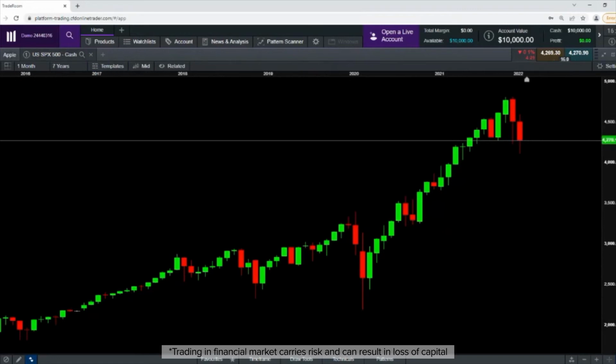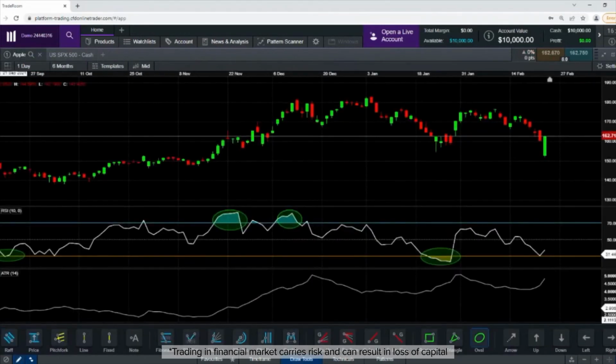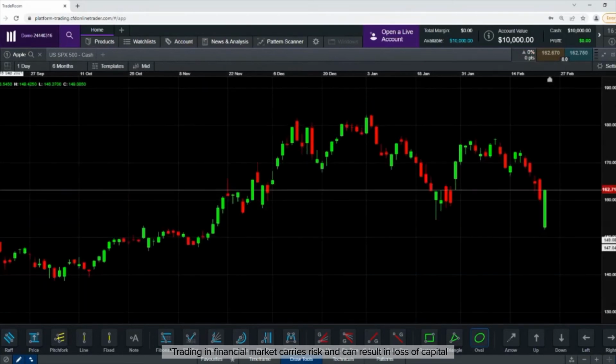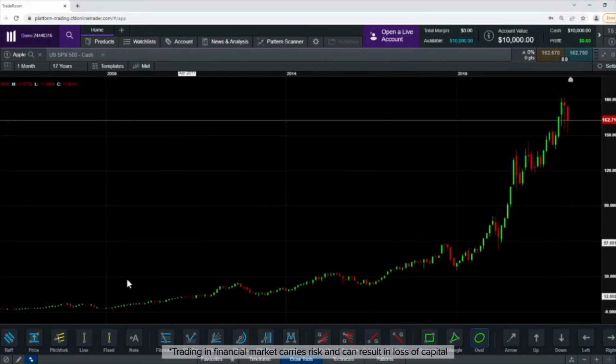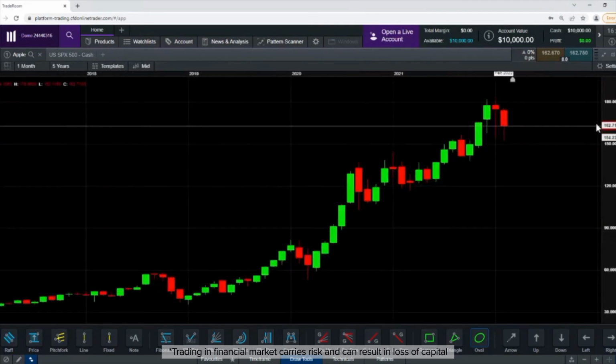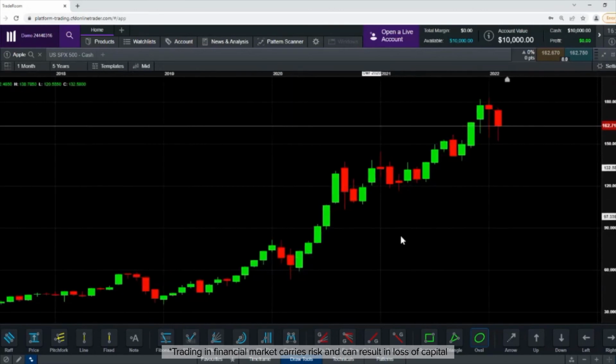Let's just look at, I'll open Apple again, individual stocks along with the S&P 500. Now, if you look at Apple again, all the way from 2009 to where we are right now, you will notice that there is always a pattern that happens in Apple.